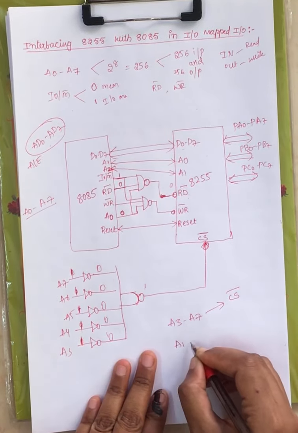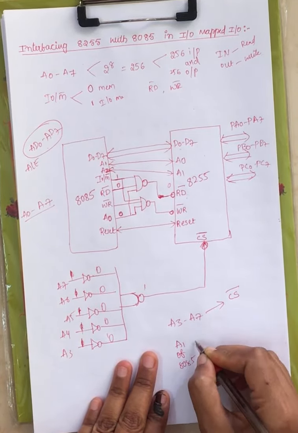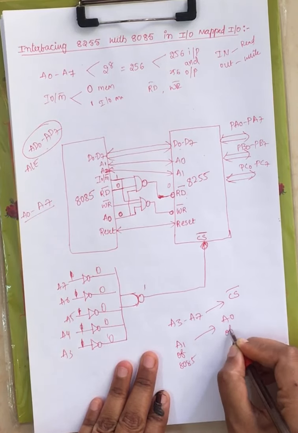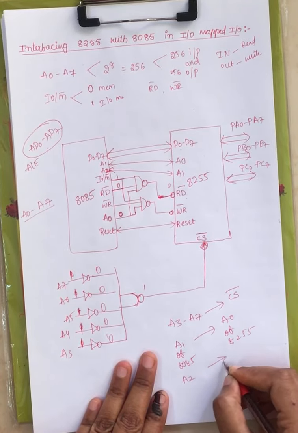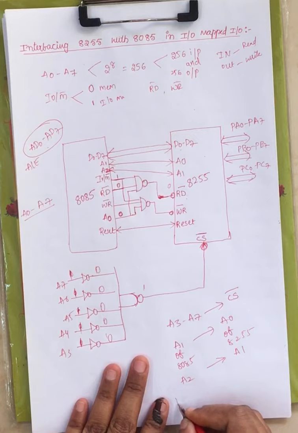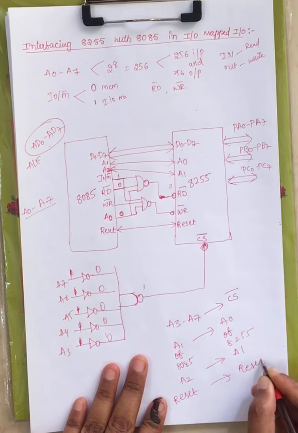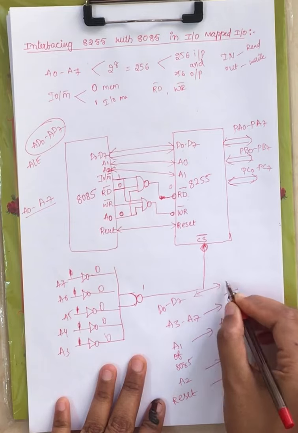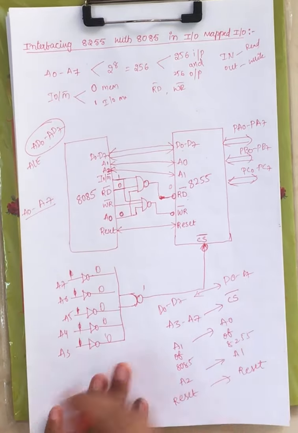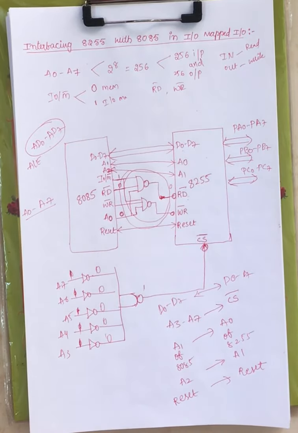Now A1 of 8085 is connected to A0 of 8255, right? Now similarly A2 of 8085 is connected to A1 of 8255. Now reset of 8085 is connected to reset of 8255. Now similarly the total data bus of 8085 is connected to the data bus of 8255, right? Now this logic we have seen under memory interfacing. The same thing I have represented here, right?